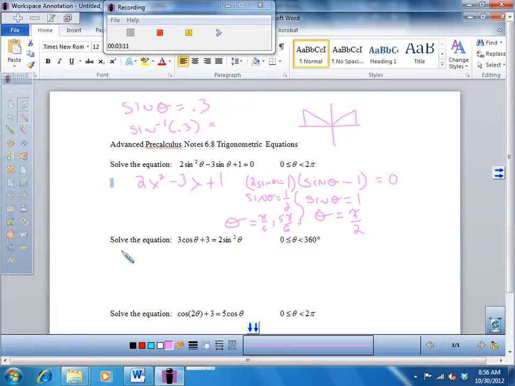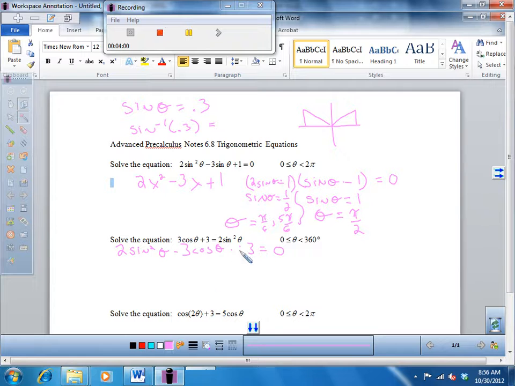All right, with this one, oh look, we get to use degrees this time. First you want to do what you normally do with a factoring problem, bring everything over to one side. 2 sine squared theta plus 3 cosine theta, that should be negative. You know what I'm going to do instead? I'm going to bring everything onto the right side. So I'm going to go 2 sine squared theta minus 3 cosine theta minus 3 equals 0.